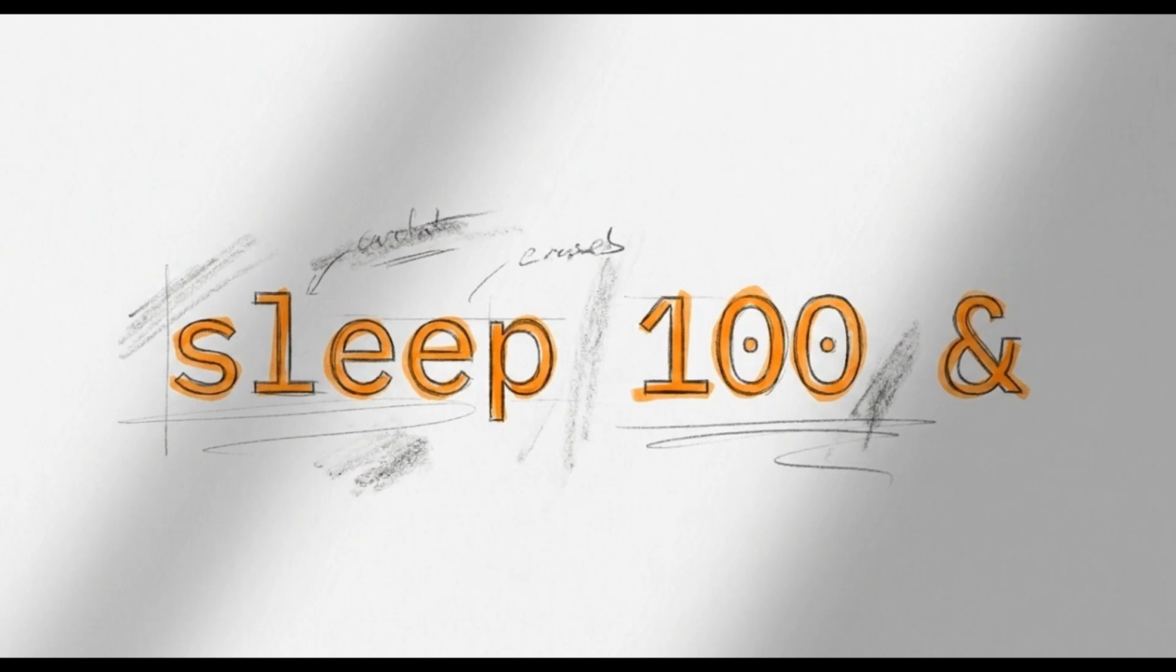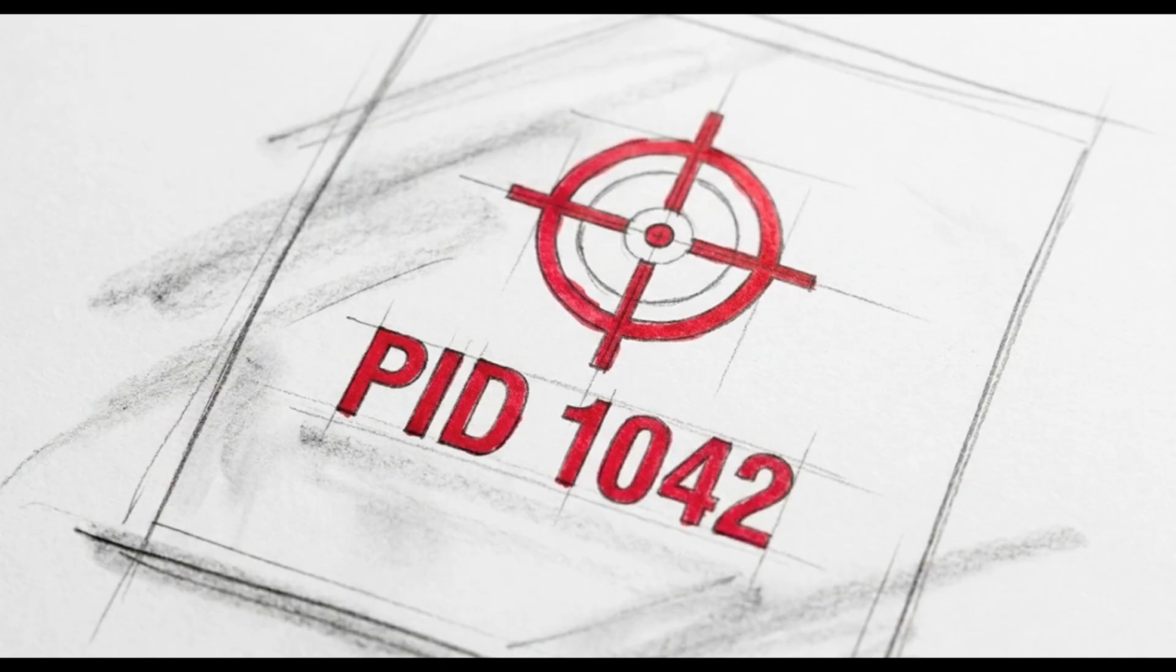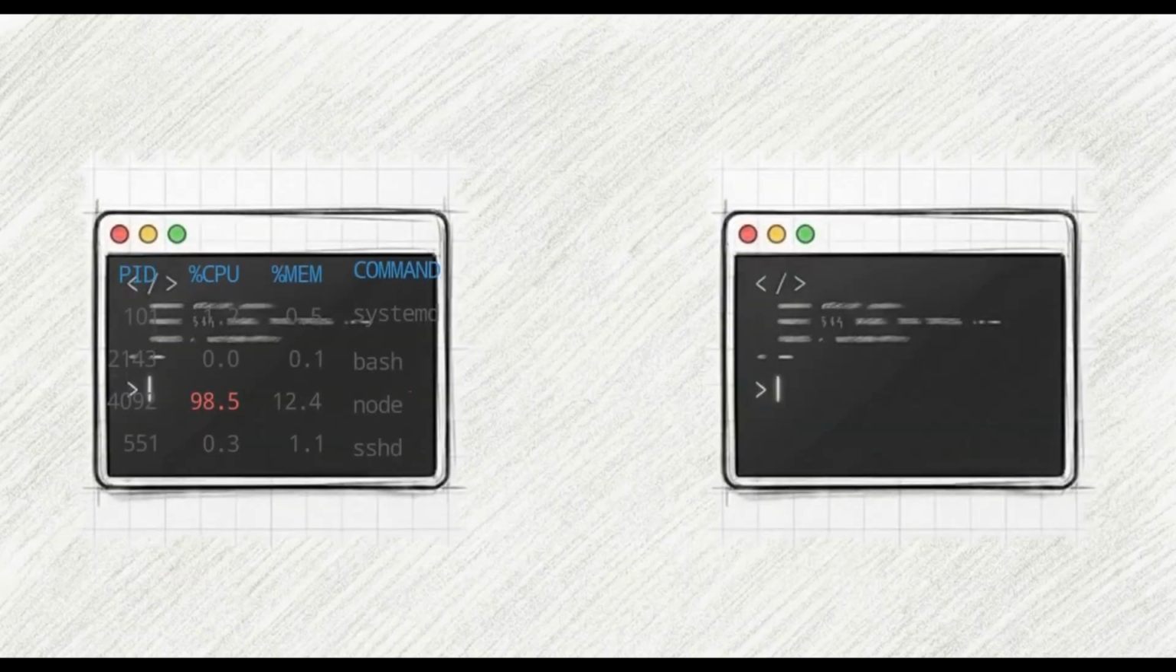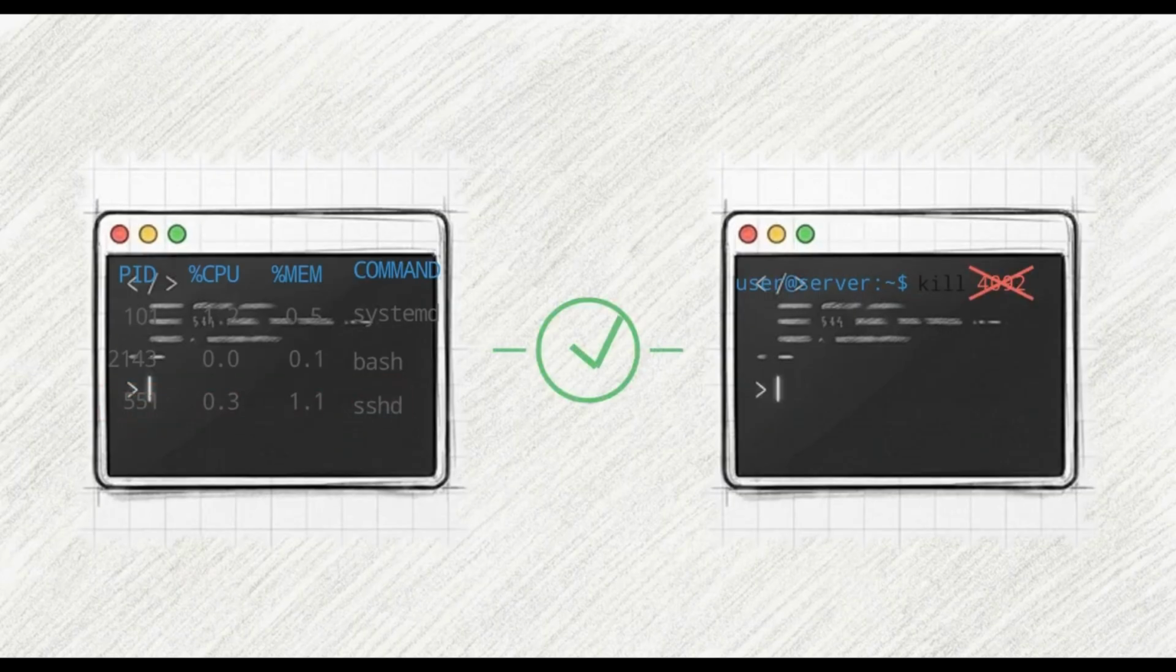Pause the video for a second. Open your terminal, run a background sleep command, locate its PID, and kill it. Using top for reconnaissance and kill for execution gives you definitive control over your server's resources.